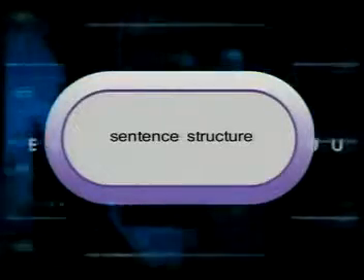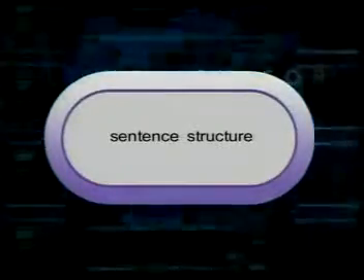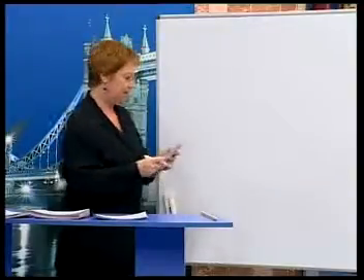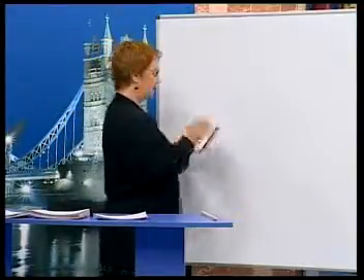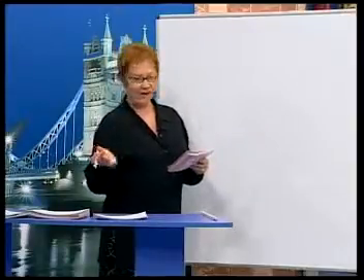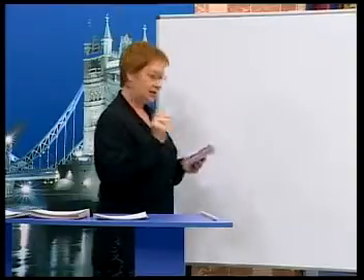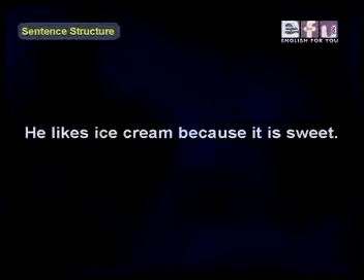Sentence structure. Now, questions often have a special word order. So we're going to look at sentence structure with questions. First, we'll look at regular sentences. And usually, in the simple present or the simple past, the subject comes first and then the verb. So let's look. He likes ice cream because it is sweet.